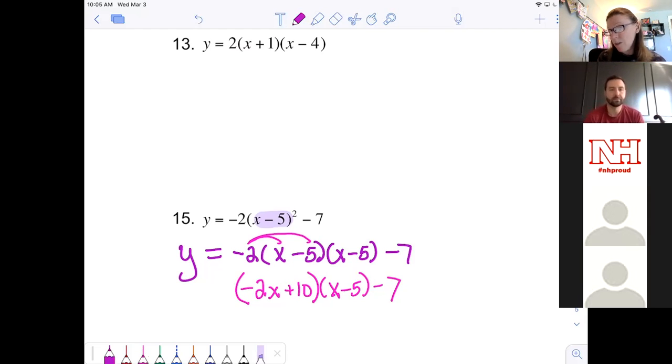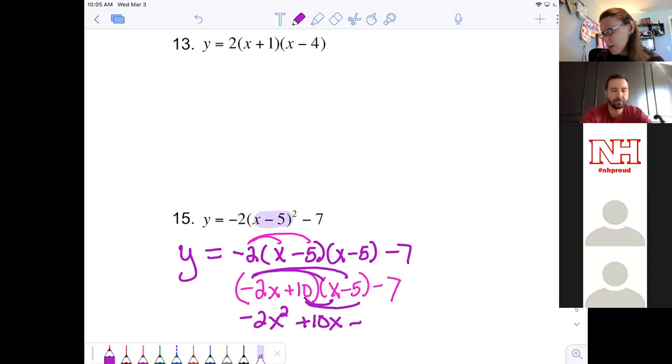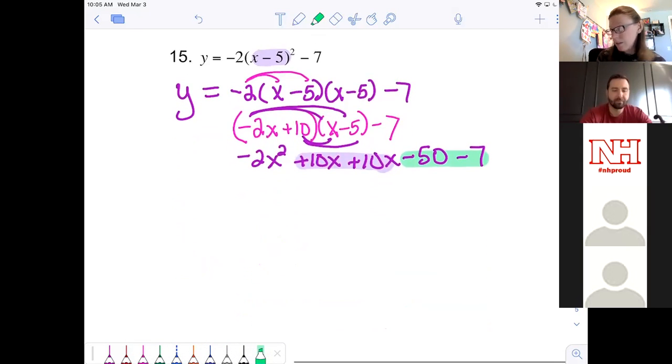And then you do the foiling process. So you're taking -2x times x, -2x times -5, and then 10 times x, and 10 times -5. Don't forget to bring down that little -7 that's sitting in the back. And then you look for your like terms, and there should be a pair of like terms in the middle and a pair of like terms at the end.